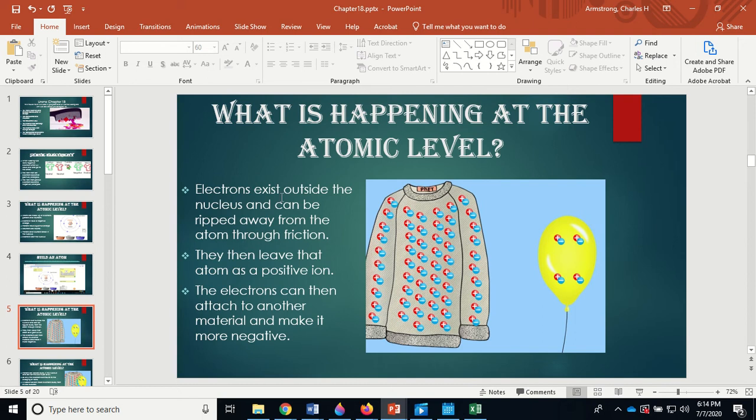So what is happening at the atomic level? Electrons exist outside the nucleus and can be ripped away from the atom through friction. They then leave that atom as a positive ion. The electrons can then attach to another material and make it more negative.